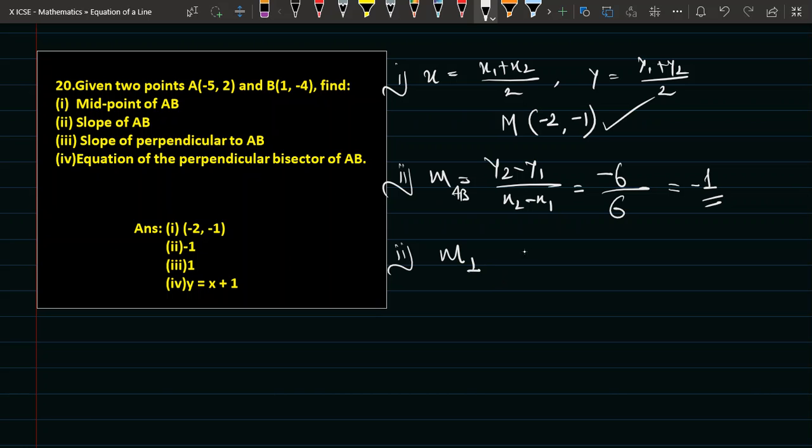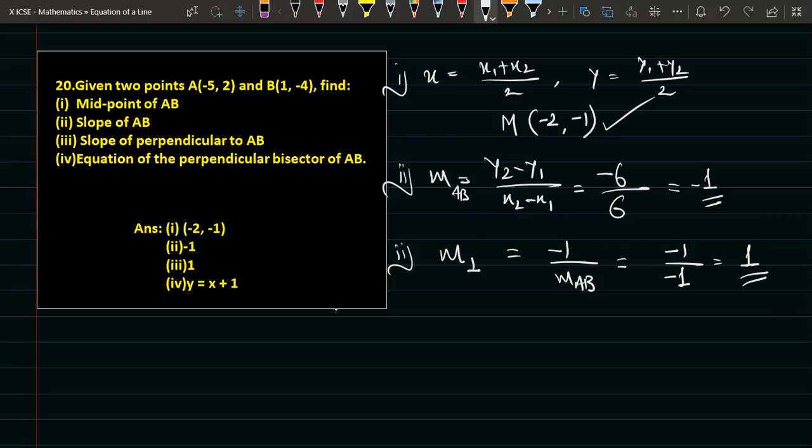Slope of perpendicular to AB is -1 upon slope of AB. You agree? सही है ना? परपेंडिकुलर का स्लोप नेगेटिव रेसिप्रोकल होता है हमारे गिवन लाइन के स्लोप का. So -1 by 1, which is, sorry, -1 by -1, which is 1. Slope of perpendicular is 1.